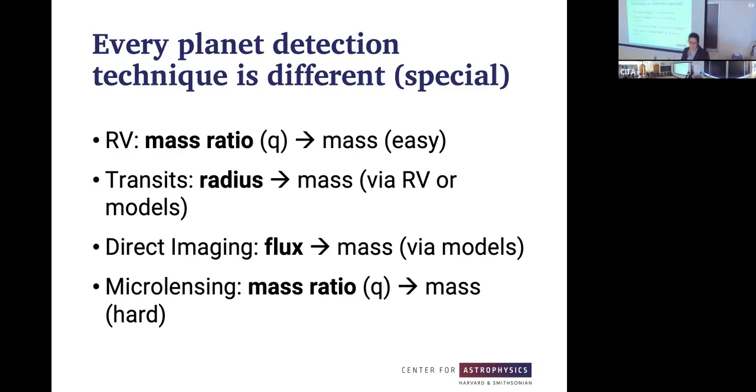And then in microlensing, our fundamental observable is the mass ratio, but unlike in radial velocity, converting that mass ratio into a mass is hard because we see the lens, the host stars, but we also see a lot of other light from a lot of other things, and the host stars just become a perturbation on top of that. And so characterizing the host stars is actually much more difficult in microlensing.